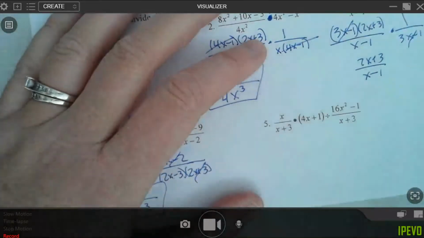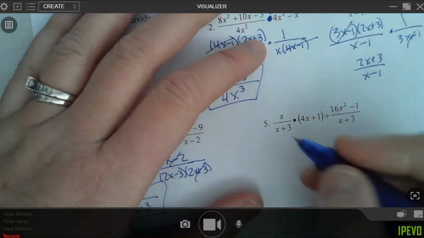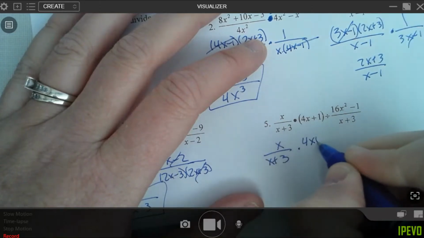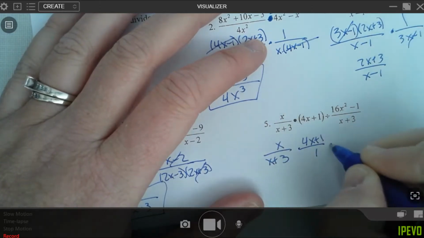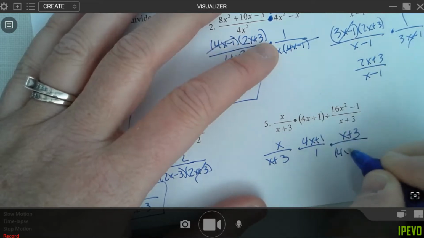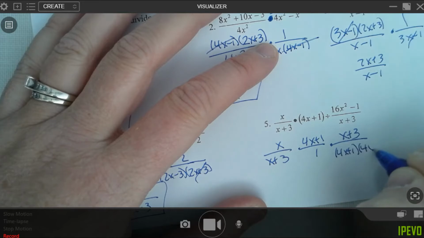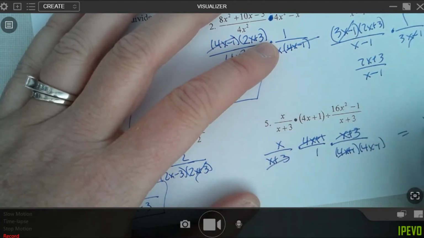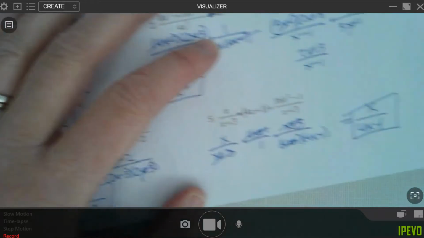So down here, pause if you've not yet tried it. I'll put the 4x plus 1 over 1. Flip this. As I'm flipping it, I'm going to do the difference of squares, which is 4x plus 1 and 4x minus 1. Boom.